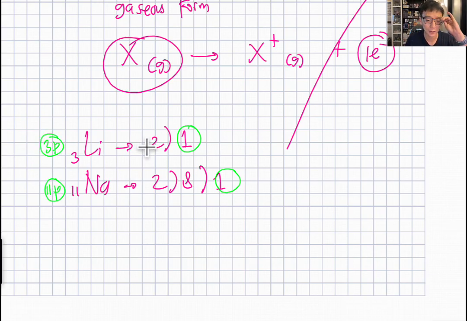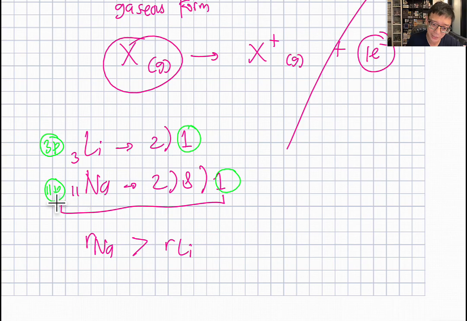So is it easier to strip one electron from lithium or from sodium? Well, actually it's easier to strip one from sodium. Why? Because the distance from the proton to the shell where the electron is being stripped is kind of far, right? Because the radius of sodium exceeds the radius of lithium. Therefore, the distance from the nucleus to the outer shell is kind of far for sodium.